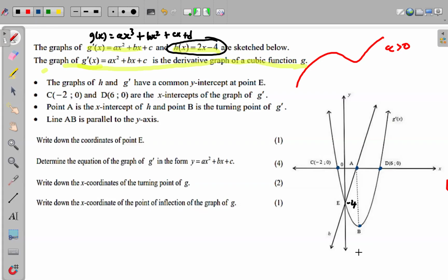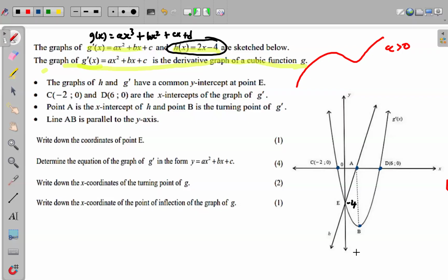All right? Of which then you and I could argue that this straight line somehow should be related to the second derivative. And how is it related to the second derivative? It will give us the x value, at least the x value of the point of inflection. So that's why it is very important that we actually note this relationship between the cubic, its derivative, and the second derivative.